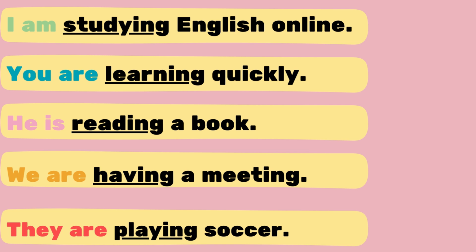Notice the verb changes based on the subject. Am for I, is for he, she, it, and are for you, we, they. And don't forget to add ing to the main verb.